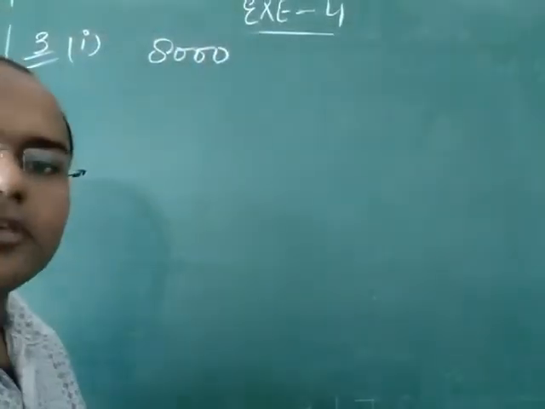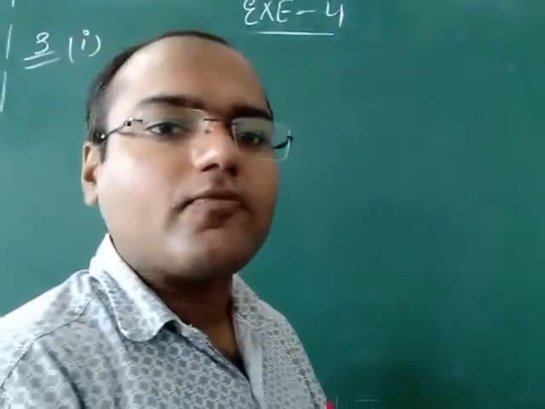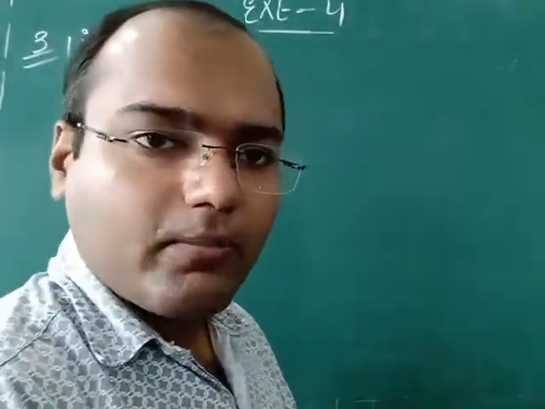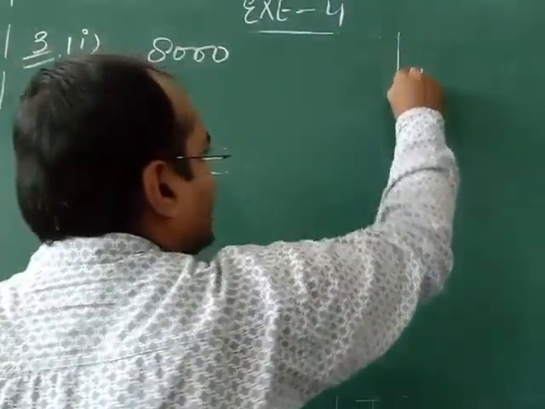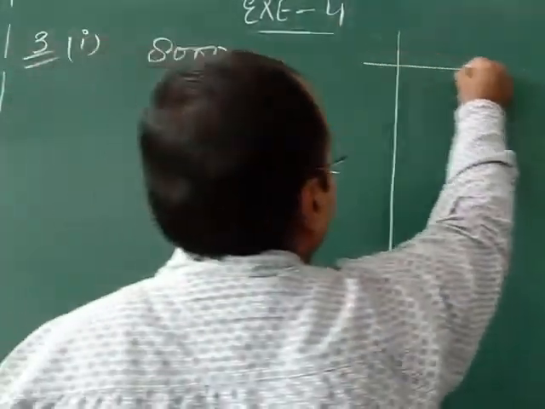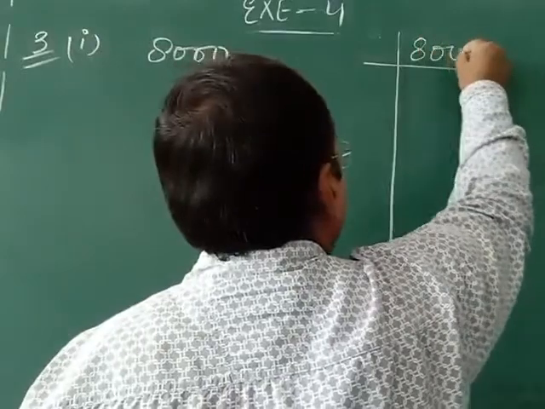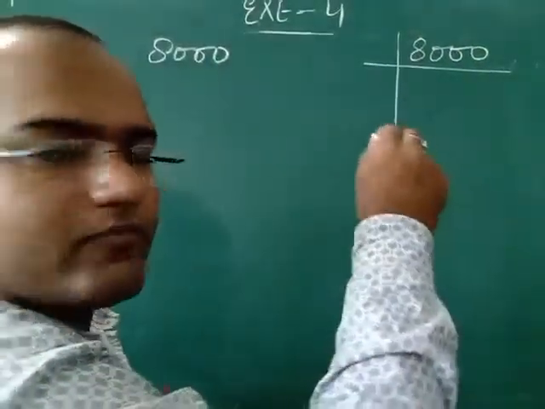8000 is given. You have to identify whether it is a cube of an even number or of an odd number. So first of all you have to find the prime factors of 8000. This is the working you have to show.